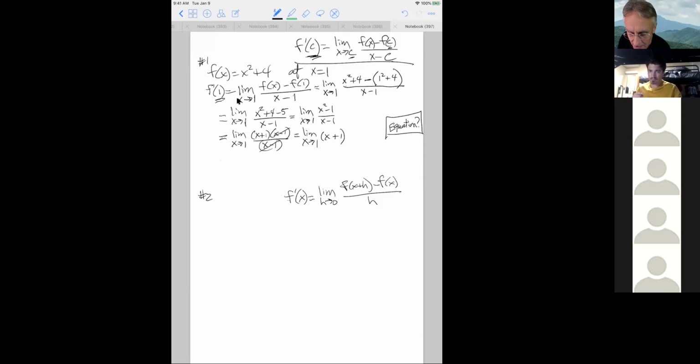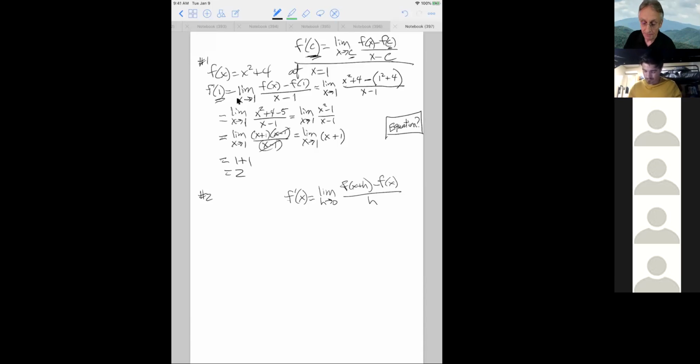Now plug in 1. When I plug in 1, lim goes away. I'm plugging it in, therefore I'm finding the limit. So the limit as x goes to 1 is 1 plus 1, which is 2. Notice the lim is gone. No limit symbol. All right? So the answer is 2.